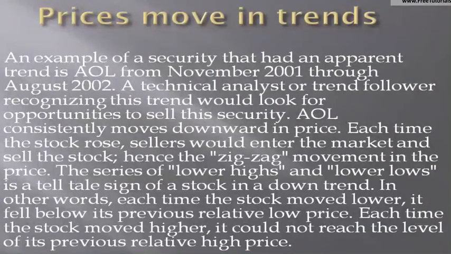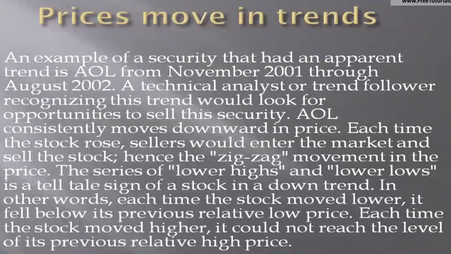again go down. So the series of lower highs and lower lows is a telltale sign of a stock in a downward trend. Basically, downward trend means that the highs keep on getting lower and the lows keep on getting lower, like stairs. You keep on going down. Your height keeps on decreasing. So if the trend is down, you will always be going with lower highs and lower lows.